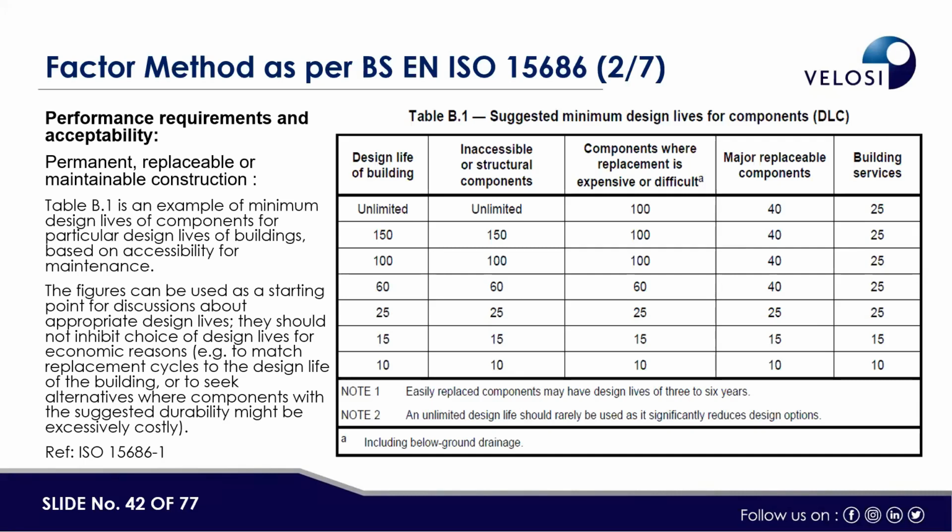Generally, the first column indicates the design life of the building. Then the second column indicates inaccessible or structural components. If the design life is, say, 10 years, then inaccessible or structural components should have the same design life as the original. Components where replacement is expensive or difficult would also have the design life set in the original design of the building, unless there is a small component which can be easily replaced, like building services. Those design lives can be reduced. Easily replaced components may have design lives of 3 to 6 years even.